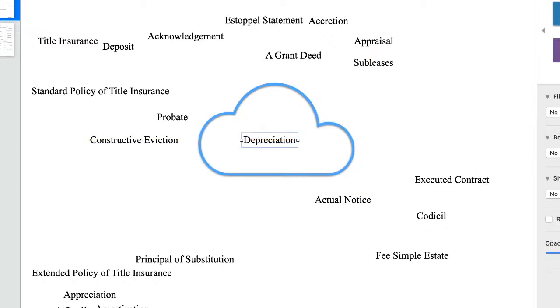Okay, how do you define depreciation? How do you define depreciation?